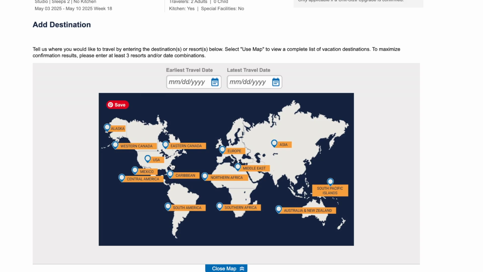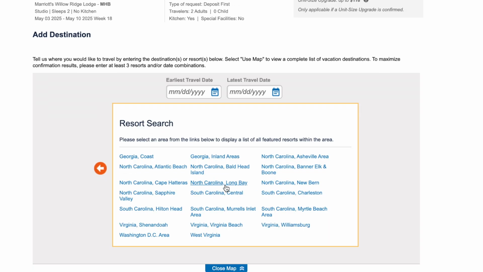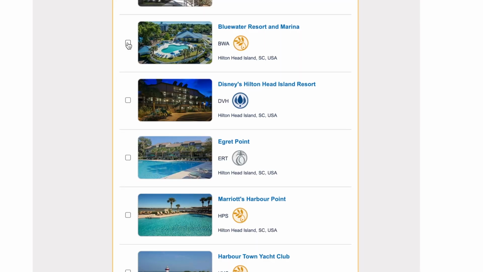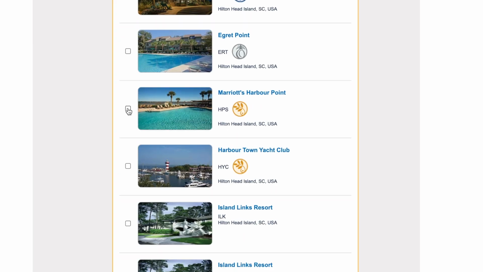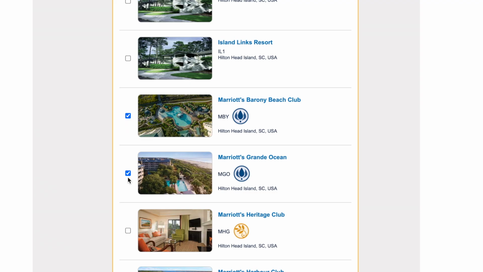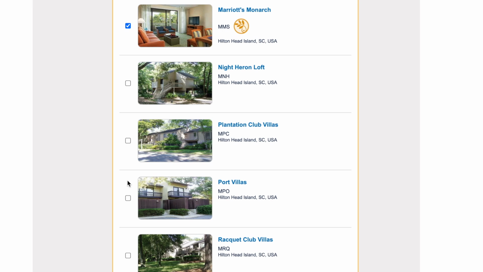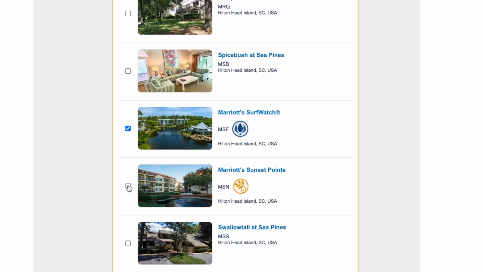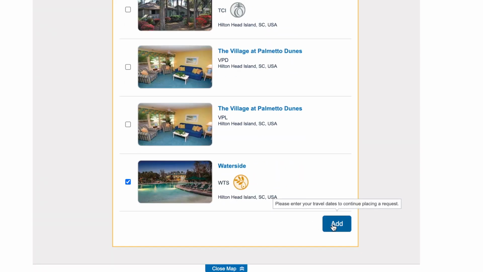So what I'm going to do here, let's go ahead. Let's look at something like Hilton Head, okay? So I'm going to go ahead and just click anything that is gold or blue because I really want my week. So I want to stay in as nice a property as possible, but I'm not super picky because I'm making an exchange. I want them to offer me a nice exchange. All right, I'm going to go ahead and add all of those to my request. Please enter your travel dates.